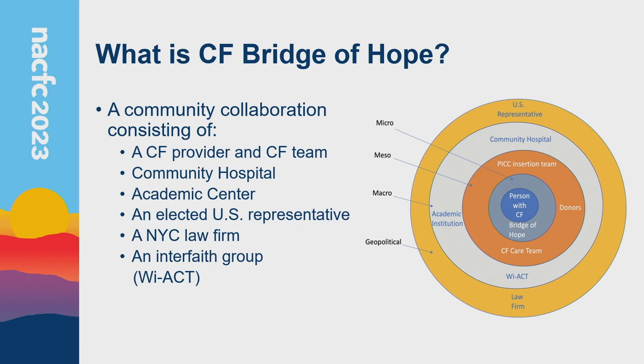The New York City law firm helped us to set up the Bridge of Hope entity, and the Interfaith Group of Wilton, which is the Jewish, Christian, Muslim group, we work together for transportation, the meals, the housing when the patient and the family come for a week to 10 days. So as you can see in this diagram, the patient with the CF is at the center, and the donors and the CF care team, the law firm, the families, the volunteers, they all revolve around that.